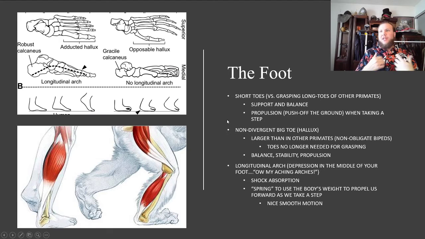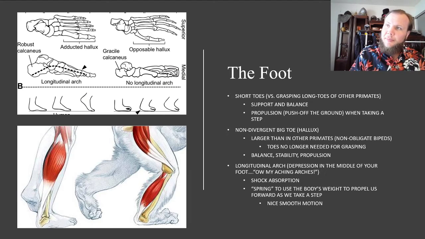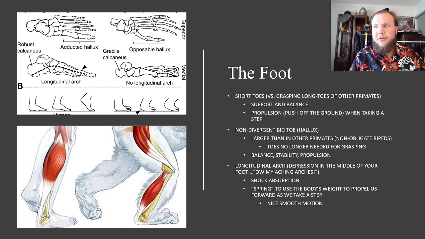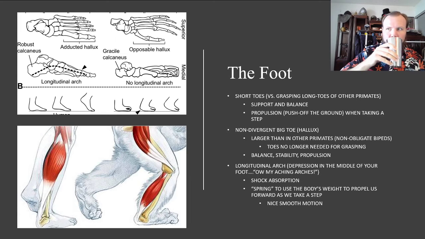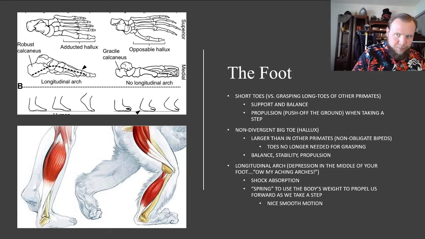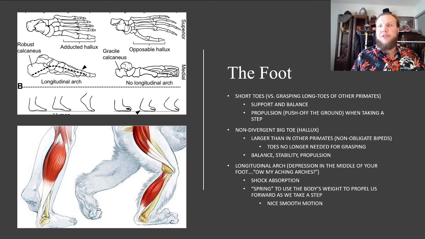So our foot is also very important, like we discussed a little bit earlier, right? So we have short toes because we don't need a grasp, and this provides more support and balance, and also that propulsion we talked about. We have that non-divergent hallux, right, to keep it light, to allow for that propulsion. And we also have a longitudinal arch. Well, most of us do. I'm flat-footed, but most people have a longitudinal arch that allows for shock absorption and allows for more spring forward.